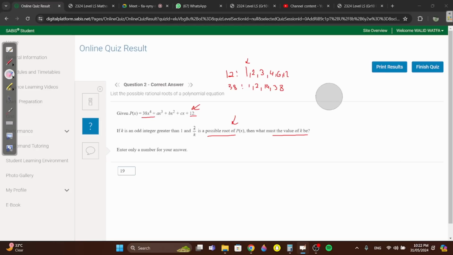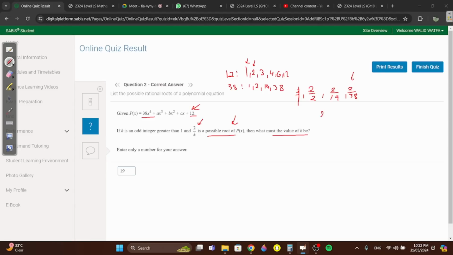Actually, no, you know what? I'm not going to waste your time because they told you 2 over. So let's only do 2. 2 over 1, 2 over 2, 2 over 19, 2 over 38. So these are the possible factors with 2 as the numerator.